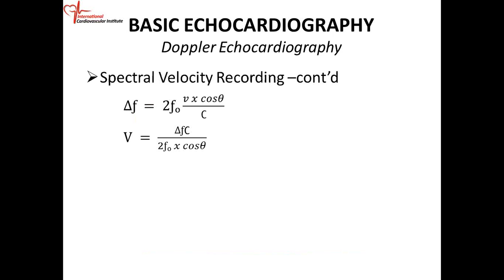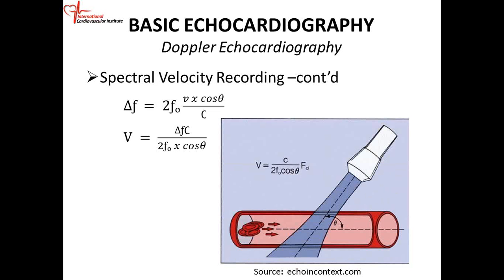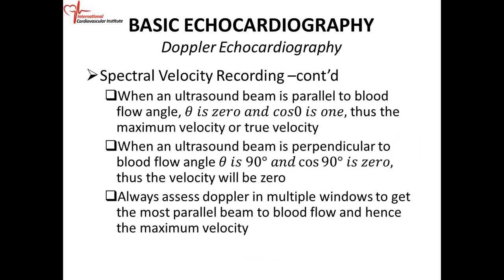All right, so this is our Doppler shift formula. And again, we're going to stress the point. You want your ultrasound beam as parallel to flow as possible, so you get maximum Doppler shift. Cosine of 0 is 1. Cosine of 90 is 0. So that's basically what we're trying to show here. So when an ultrasound beam is parallel to blood flow, the angle theta is 0 and the cosine of 0 is 1. That's the maximum velocity or true velocity.